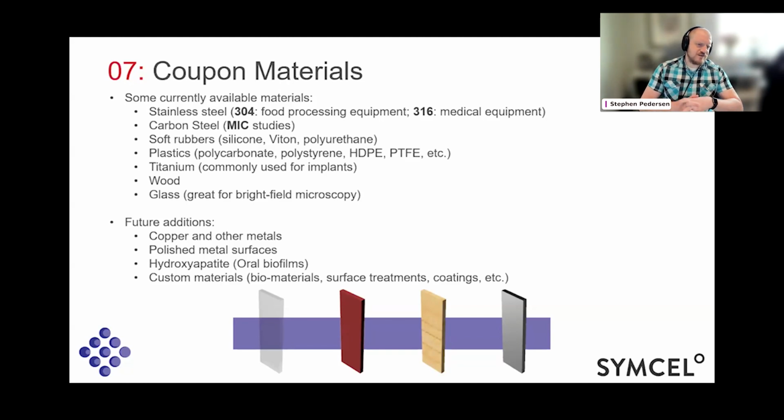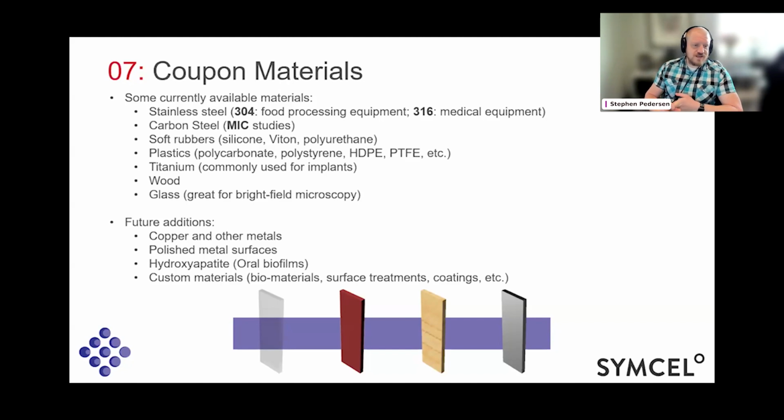All the rest you can use, fluorescence, confocal microscopy, things like that. But the glass does allow for bright field. Future additions that we plan to introduce as well. We'd like to do a copper and some other metals. We'd like to do a polished, probably stainless steel surface like the 316 to get closer to some of those polished medical equipment surfaces that a lot of people are trying to recreate.